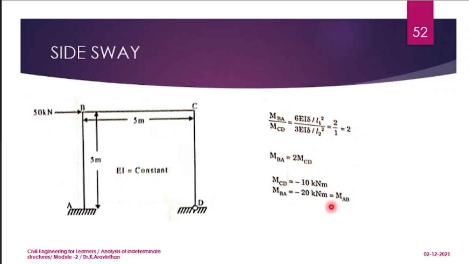So whatever moment you can assume, it might be 10, 50 or 100, whatever you can assume. Here you have to assume the side sway. It is assumed here that CD is minus 10 kilonewton meter. If CD is minus 10, then how to find BA? You have to substitute CD, that is minus 10, into 2, which will be minus 20. So this will be the moment.